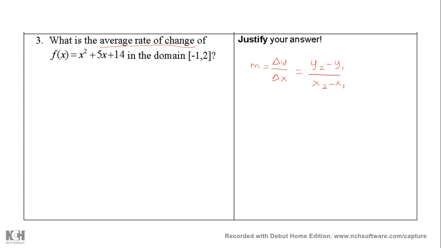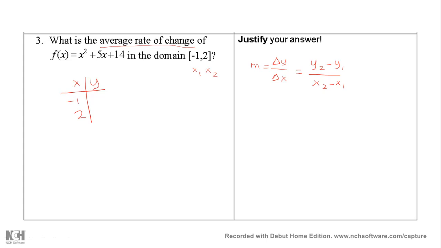So here we are given the domain. We know that the domain are the x's, so we have our x1 and our x2. And we need to find what our y1 and y2 are. So we want a little table here, and we know that x1 is -1 and x2 is 2. So you can either substitute the -1 in for your x here, or you can simply put this into y equals and get your values.